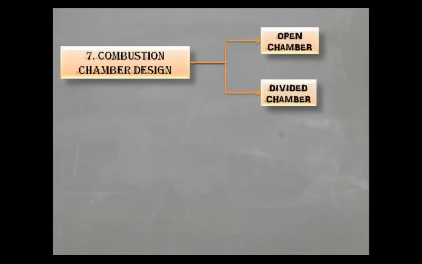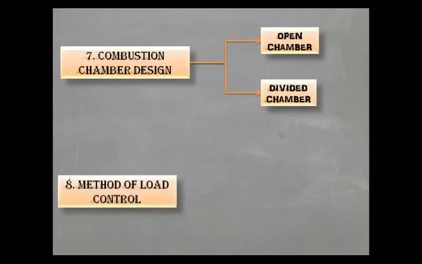Other type of internal combustion engine classification is based on combustion chamber design. That is either open chamber or divided chamber. Open chamber is a simple chamber which we have seen so far, whereas divided chamber has two or more subsections of combustion chamber, which I will explain in further detail in another video.